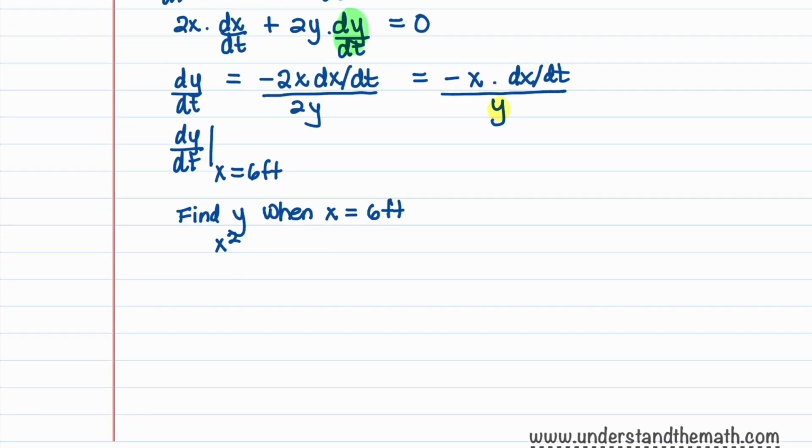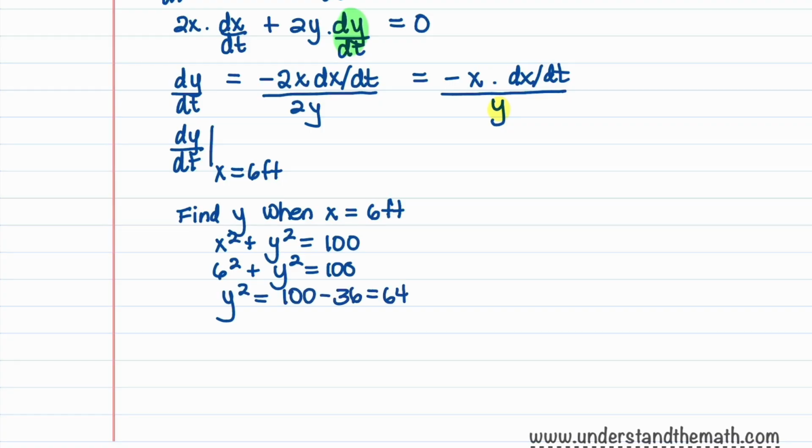So we have x squared plus y squared is 100. Let's plug in that x is 6. So we have 6 squared plus y squared is 100. This gives us y squared is 100 minus 36, which is 64, and that's really nice because the square root of 64 is just 8. Now we can go back up and say that when x is 6 feet, y is 8 feet.